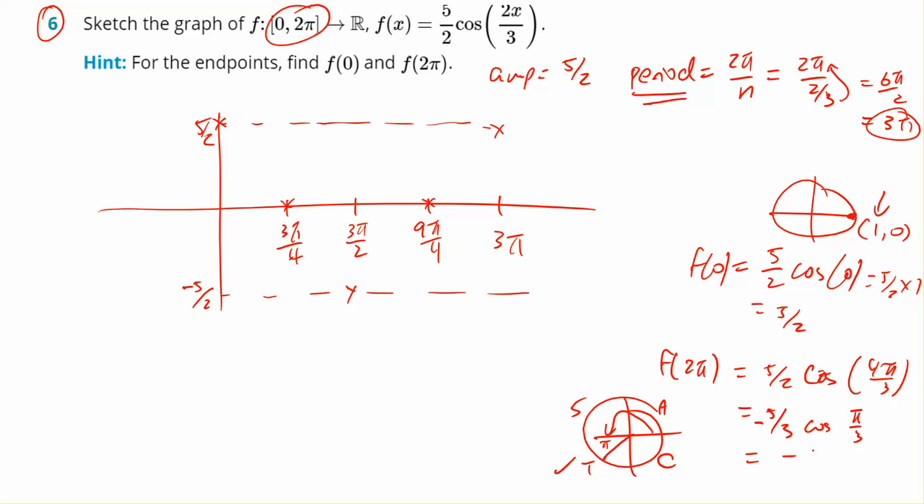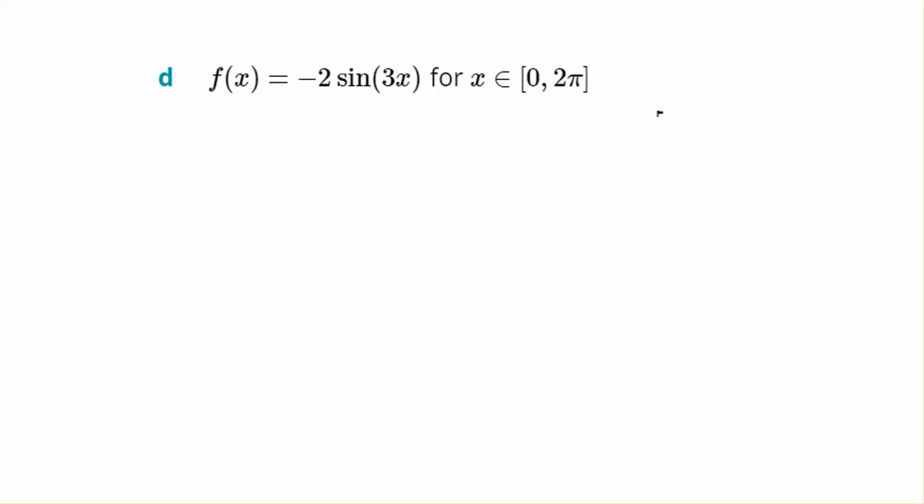So it's negative 5 on 2. Now the cos of pi over 3, you should remember the exact value, use your fingers. You should get a value of a half. Okay, so this is negative 5 over 4.